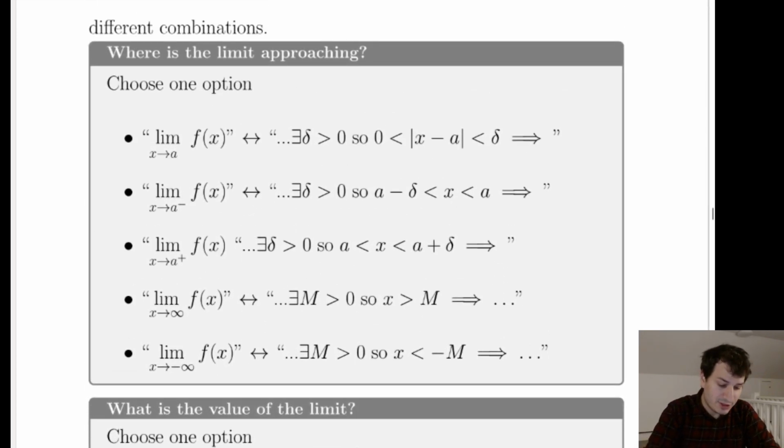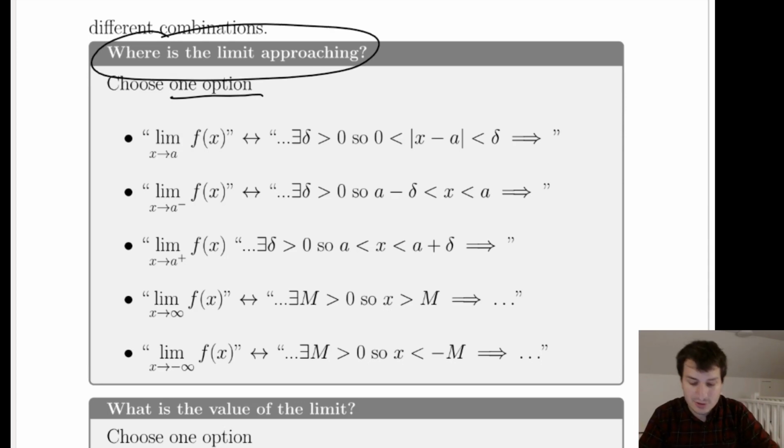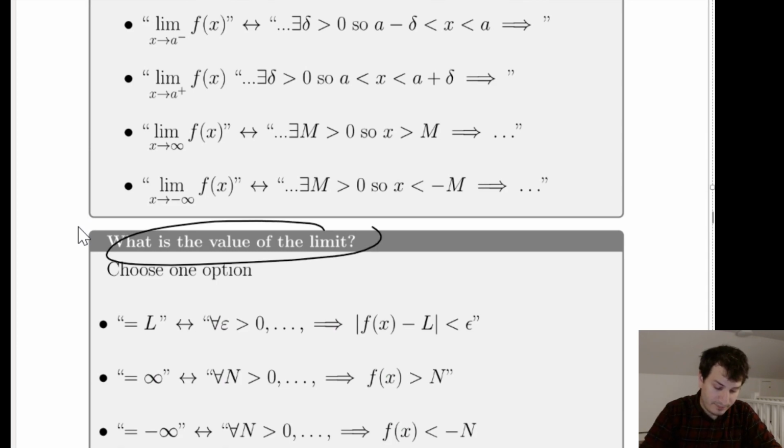So here are the definitions. Choose one option for where you are going. Where is the limit approaching? These are what the x values are doing. And there is a thing for what the y values are doing. You can combine these things to get the definitions you need.